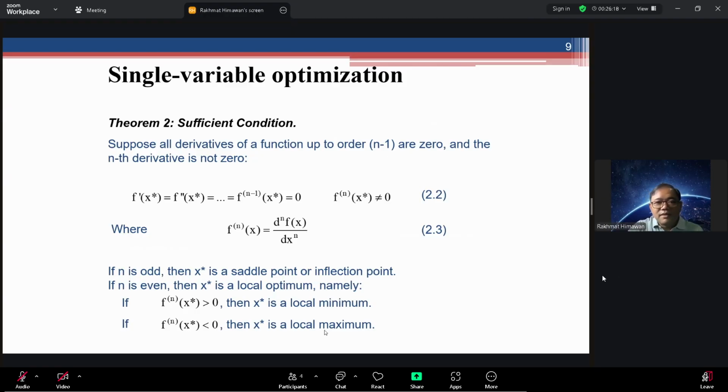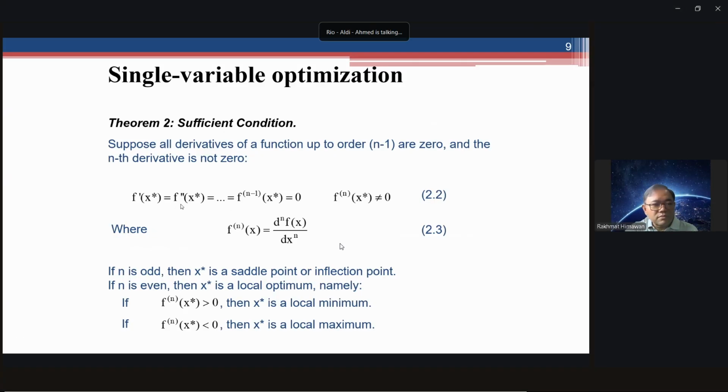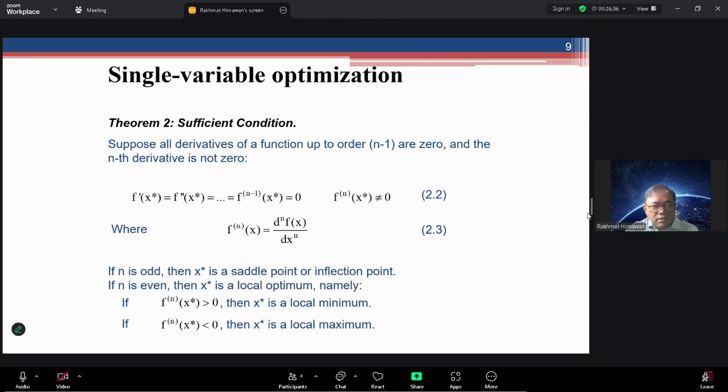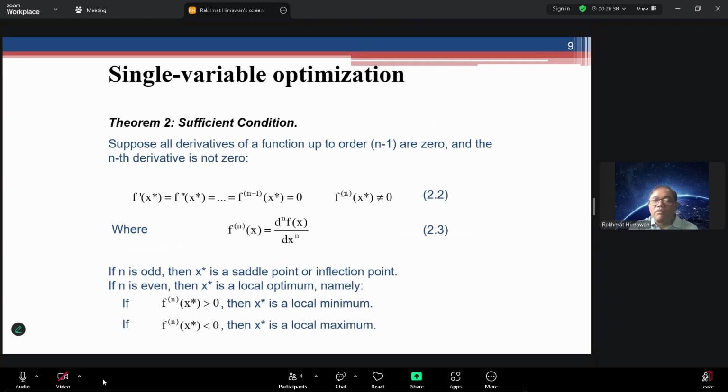I have a question, Pak. Okay. So based on the theory, for an industry real world problem, what do we have to find? Is it the maximum or the minimum? It depends on what we're looking for.